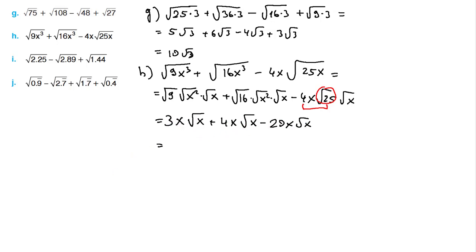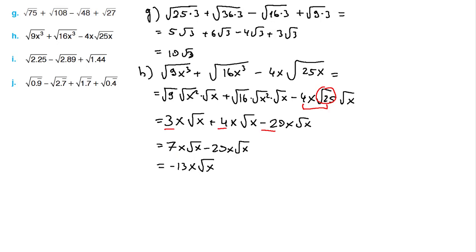It will be just like adding 3 plus 4 minus 20. And that makes how much? 7 minus 20. Let's write it 7x root of x minus 20x root of x. That's negative 13x root of x.